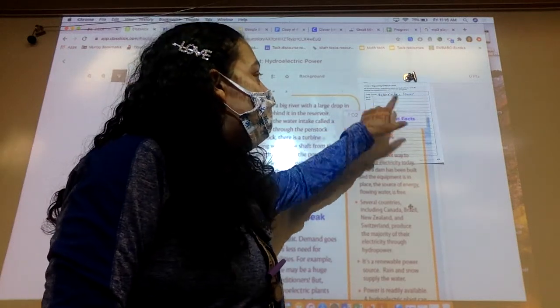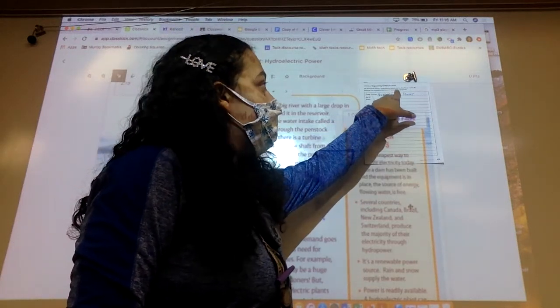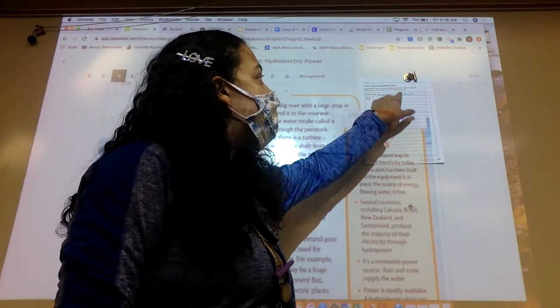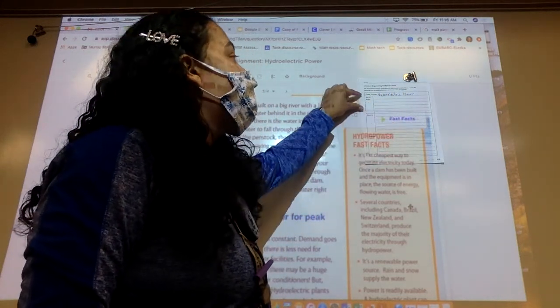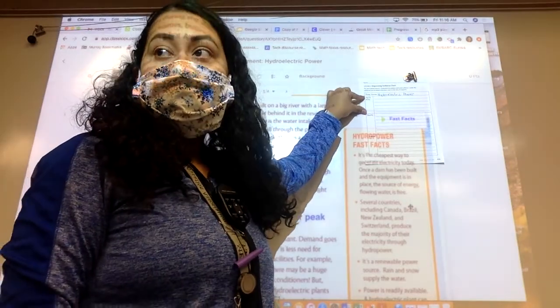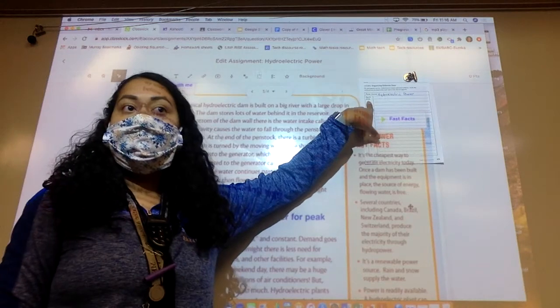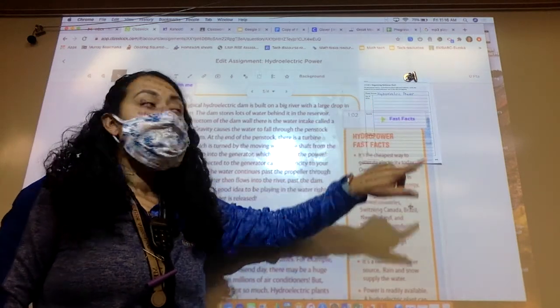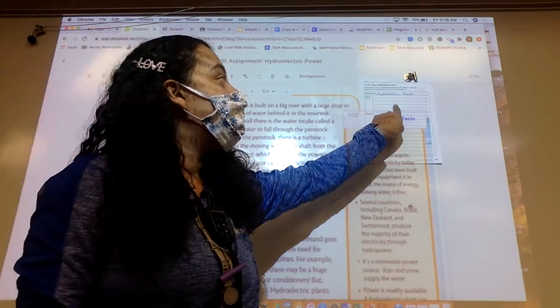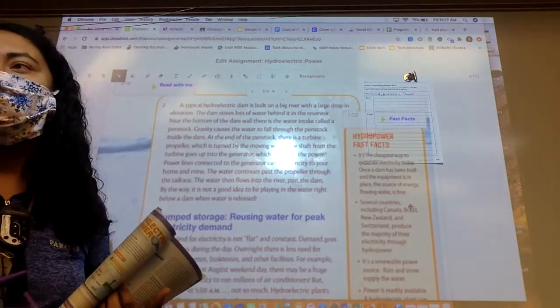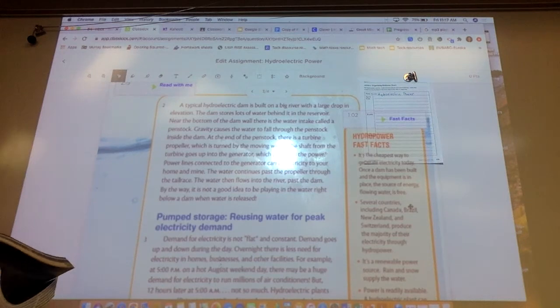For each power source, hydroelectric plants and wind turbines, write the evidence you marked in the text next to the idea it supports. For this part, the idea is how it works, right? Okay, so let's try to make two points, two sentences, for how hydroelectric power works.